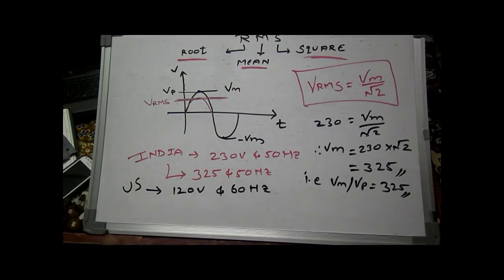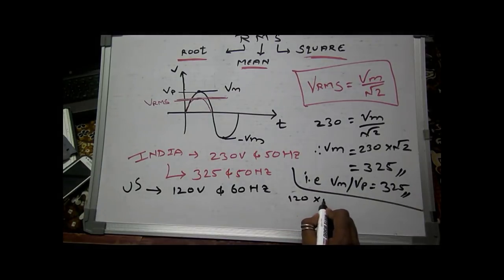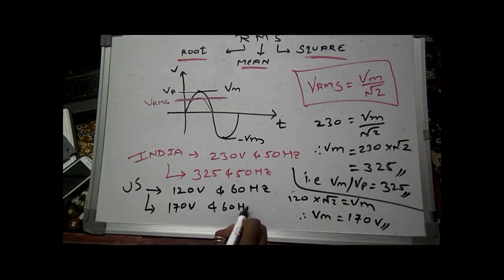According to the formula, Vrms times root 2 is equal to Vm, so 120 times root 2 gives Vm as 169, approximately 170 volts. That means in the US you are getting a 170 volt peak value and 60 hertz.